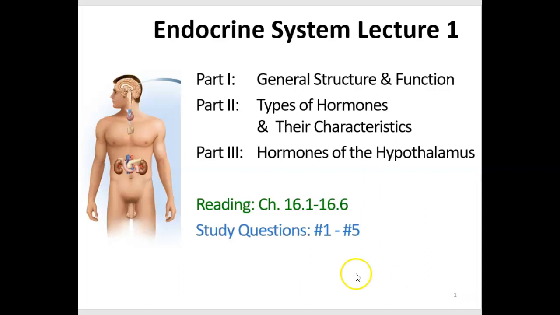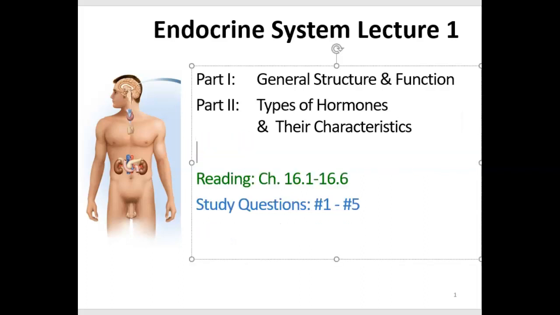In this lecture, we're going to talk about the general structure and function of the endocrine system as a whole. And then in part 2, we talk about hormones and their characteristics. This information can be found in your textbook, Chapter 16, Sections 1 through 6, and pertinent details that you need to know are listed in Study Questions 1 through 5.